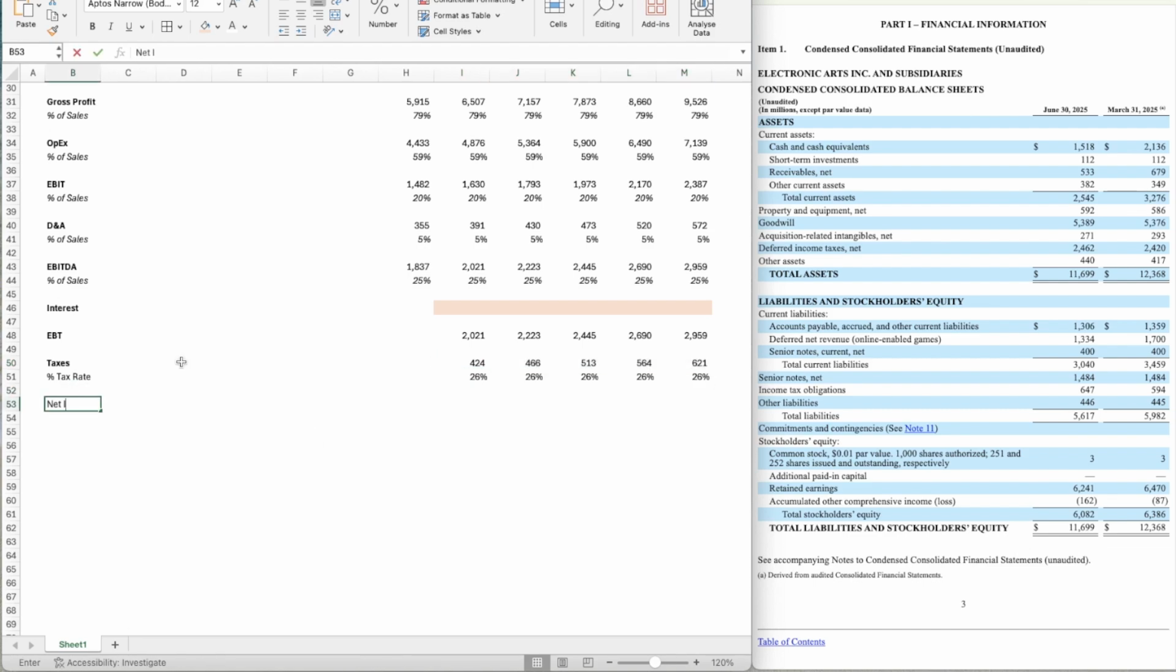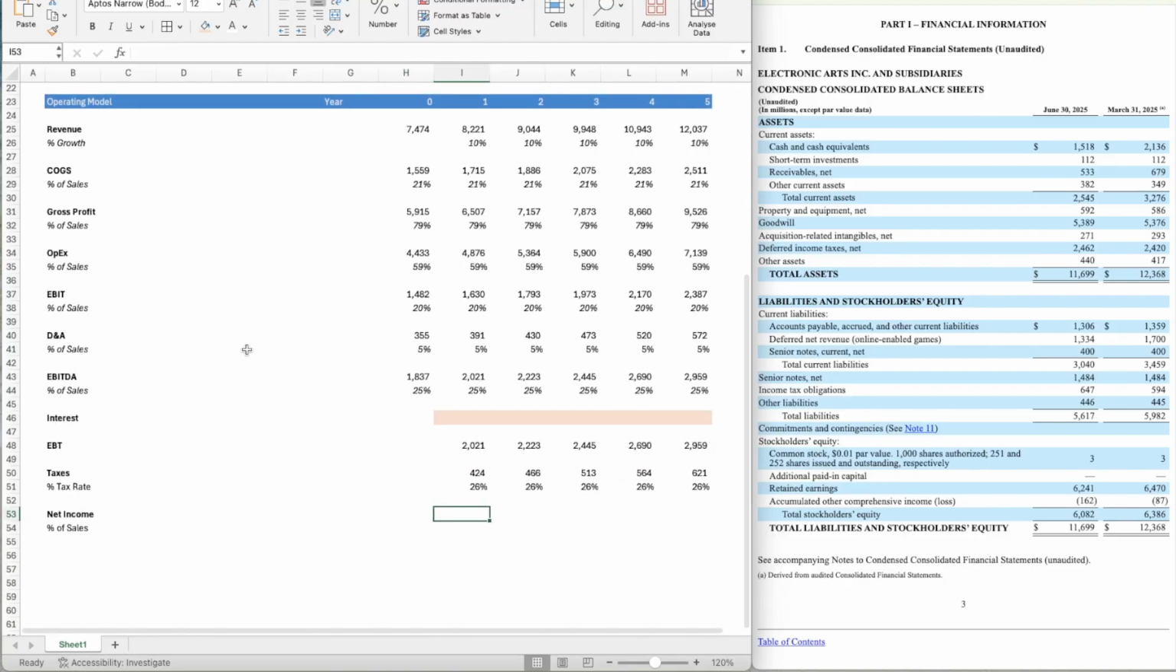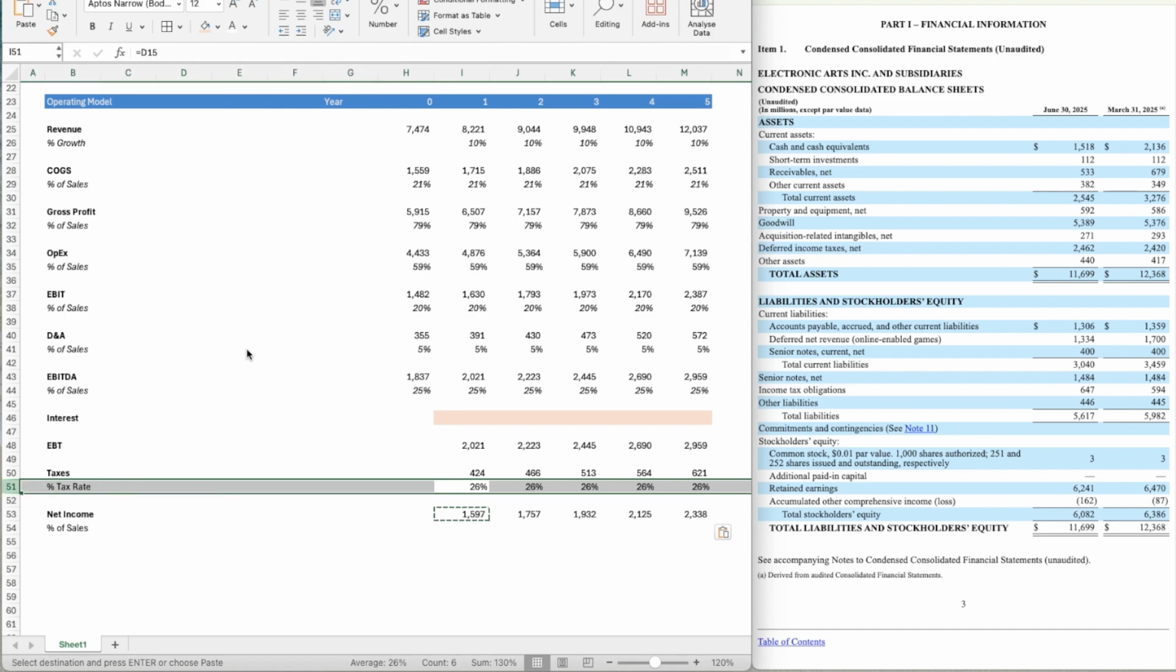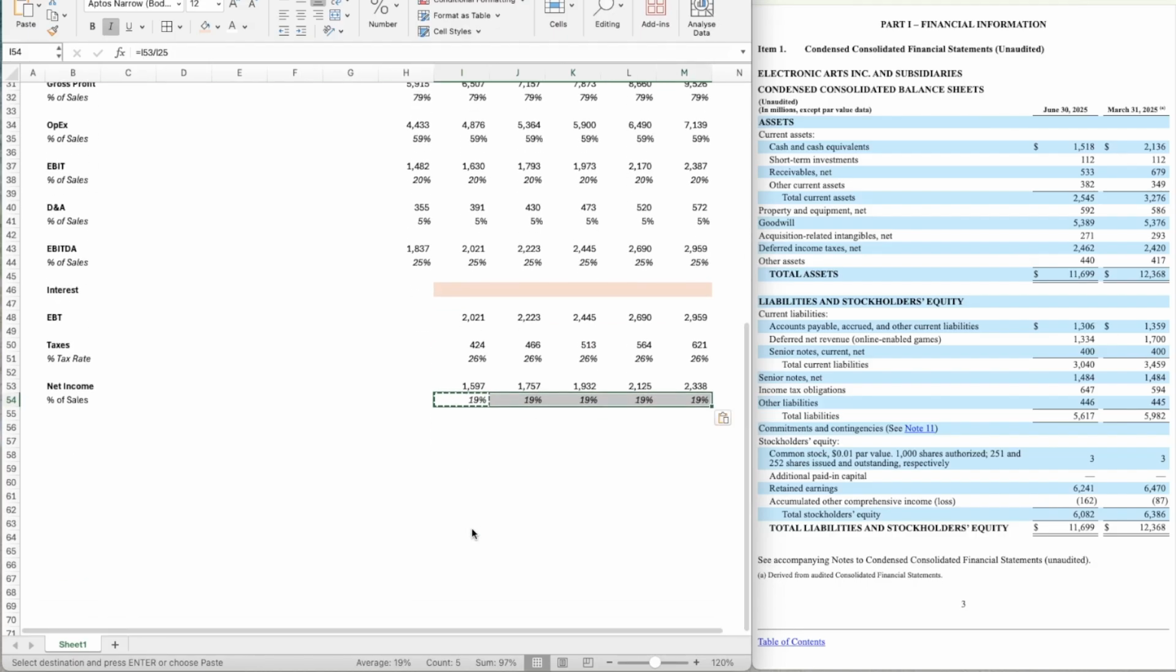Then the net income, we want to see what this is, the percentage of sales equals. We don't need it for the year 0 or the current year, we just need it going forward. Then you do net income divided by revenue. Pull it across. Okay, so that's the revenue sorted.